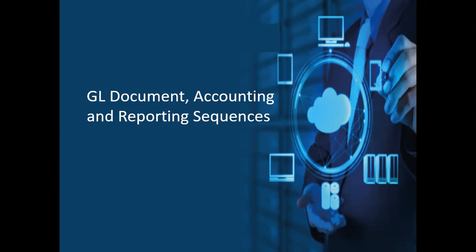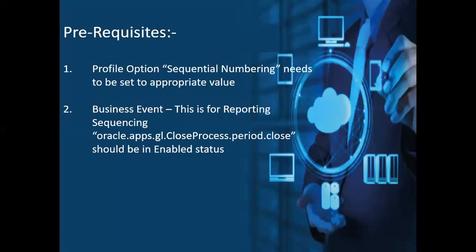First, I'll be showing you the setups required from a normal document sequencing perspective, and then I'll proceed towards accounting and reporting sequence. So the first prerequisite for the document sequencing is you should ensure that the profile option sequential numbering needs to be set to an appropriate value. I can just show you that.